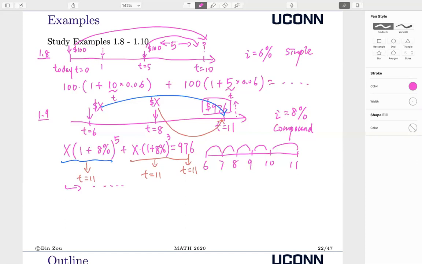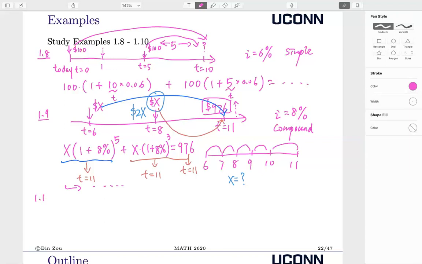How about I change the question a little? At the end of 8 years, I didn't deposit X dollars, I instead doubled the investment. Repeat the question: still assume that at the end of 11 years, the account is worth 976. Now, what is X? So think about that question.